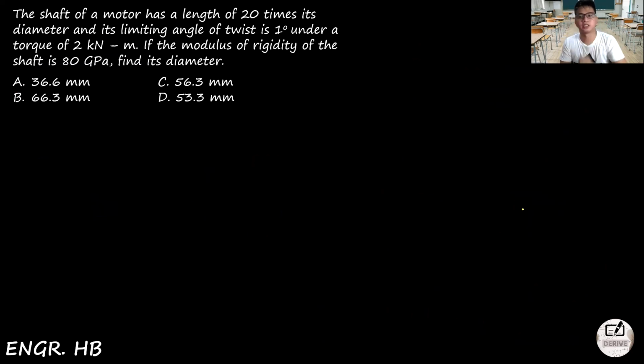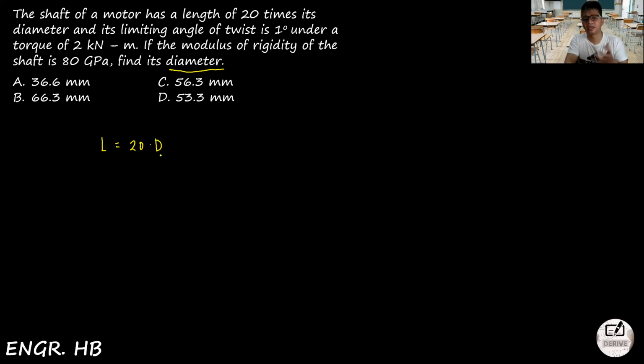So, punta naman tayo sa fourth question. The shaft of a motor has a length of 20 times its diameter and its limiting angle of twist is 1 degree under a torque of 2 kilonewton-meter. If the modulus of rigidity of the shaft is 80 gigapascals, find its diameter. So the question is looking for the shaft diameter, given that the length of the shaft is 20 times the diameter daw. So sabihin natin 20 times diameter.